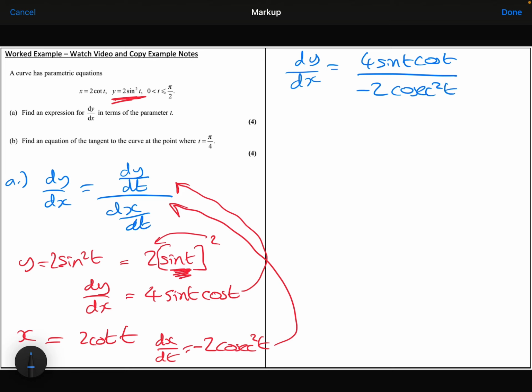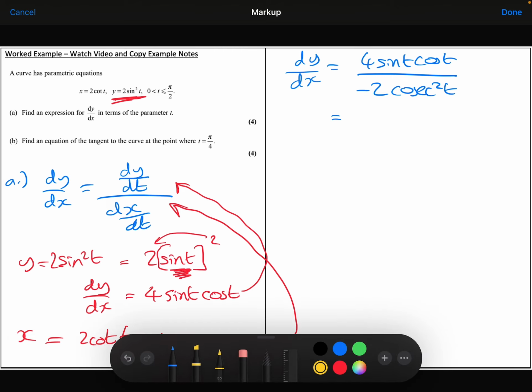For part A of the question, it doesn't actually say how to write my answer. So in theory, you could leave it like that. But I can see some very obvious simplifications to do here, and I think they're probably going to help me for part B of the question. The first is that 4 divided by minus 2 is minus 2. So I can rewrite it like this.